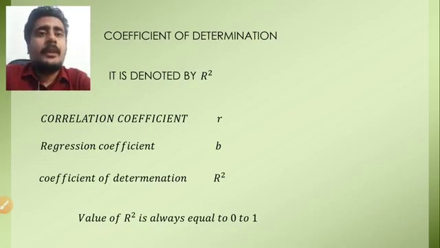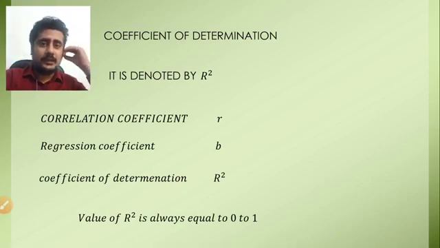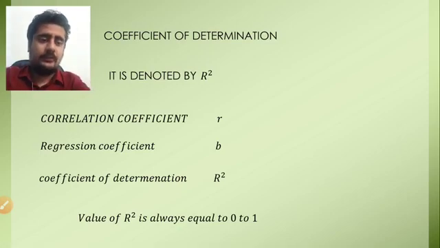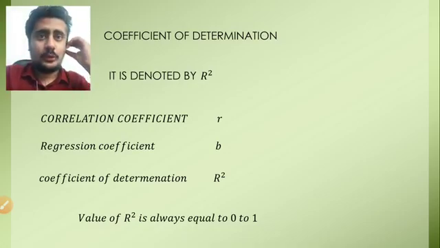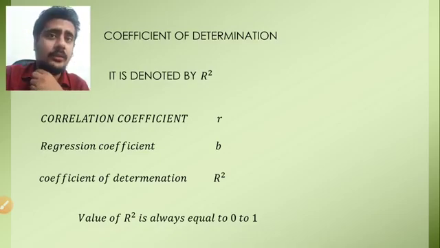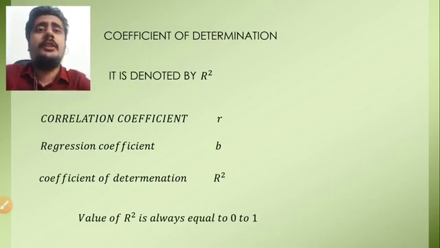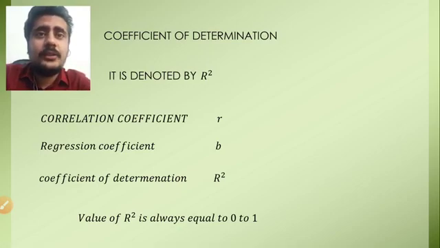Now, as I told you, coefficient of determination is nothing but r square. Now, what is this r square? We have solved the topic of r. What was r? R was the correlation coefficient. Just make the square of that r, and it is r square.